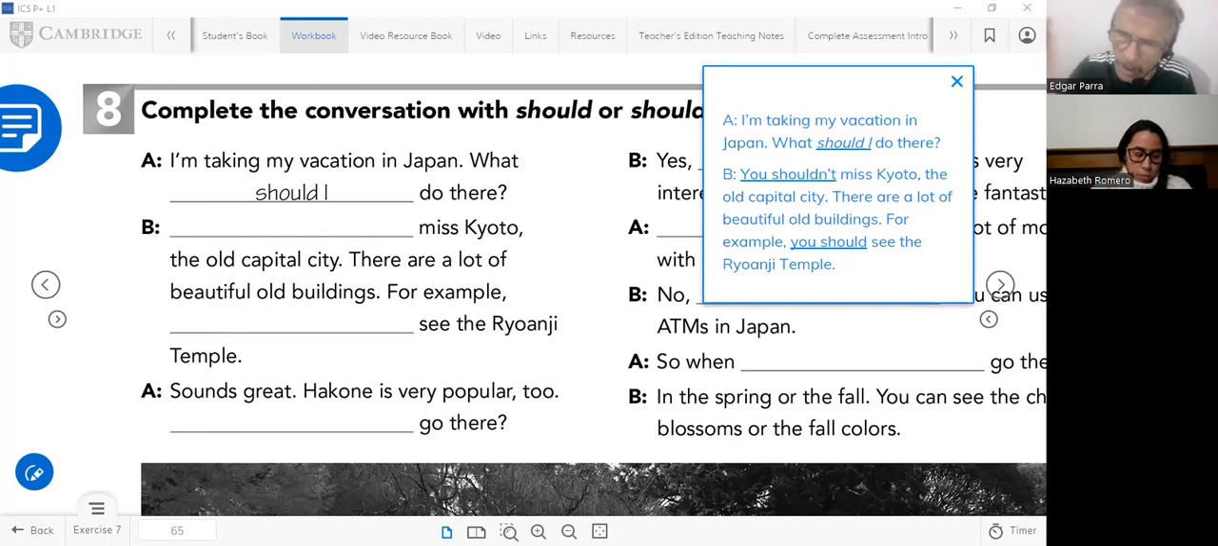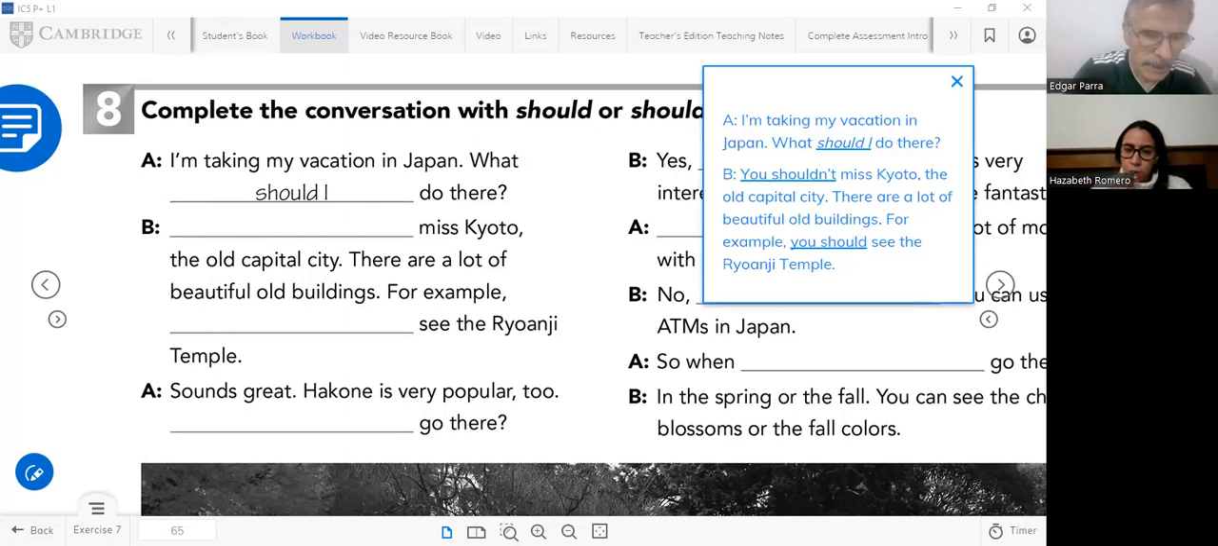Do you know how to say goodbye in Japanese? Sayonara is goodbye. Pay attention to this. I'm going to write here, goodbye. Sayonara. Okay? Goodbye, sayonara. Now dictate it to me, Ryoanji temple.